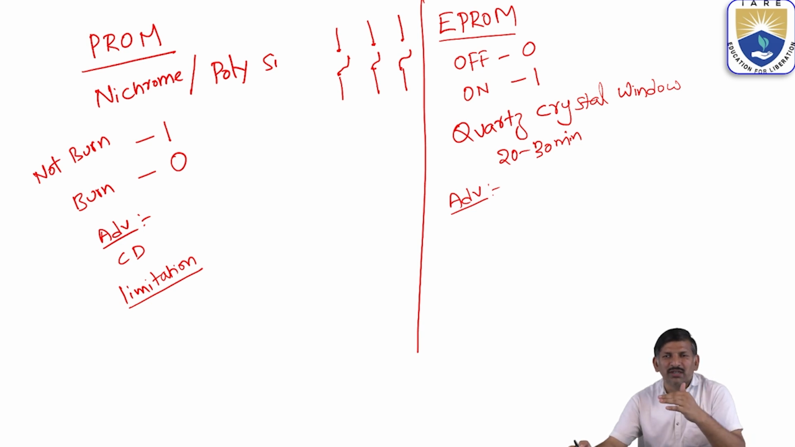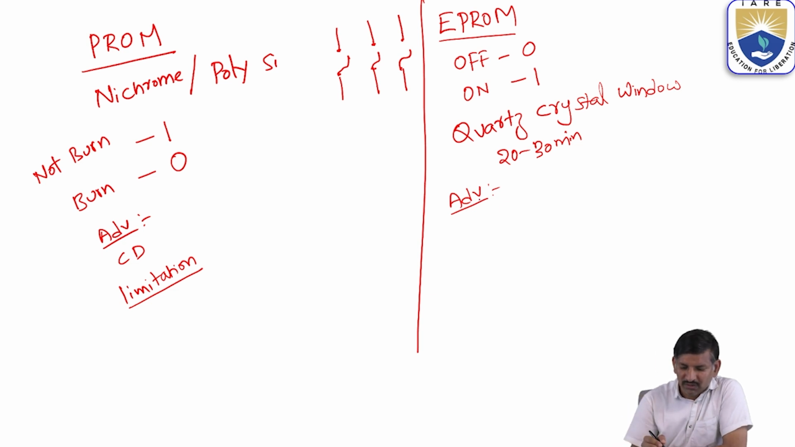So to reduce that development cost, we need to reprogram the memory device. That's why we are going for erasable, programmable, read-only memory. So the advantage is reprogrammability by the customer or end user.